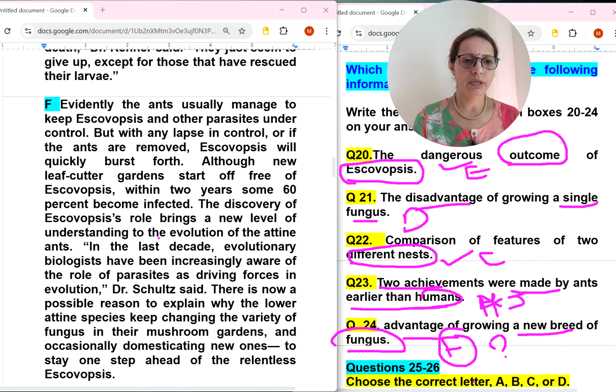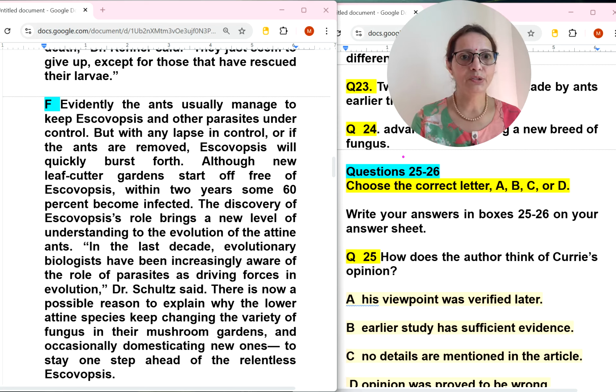Now let's do multiple choice questions. So how to do multiple choice questions? That's more important. You should adopt your own strategy. In fact, I can tell you only what is easier for me to find the answer for multiple choice questions. So definitely first try to understand the instructions.